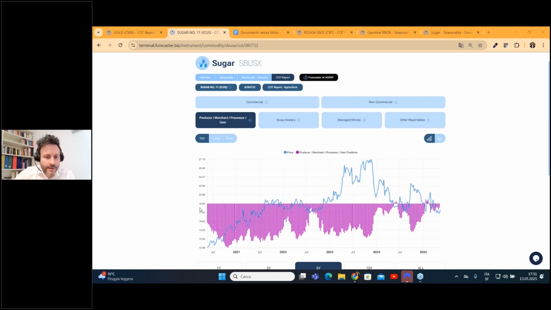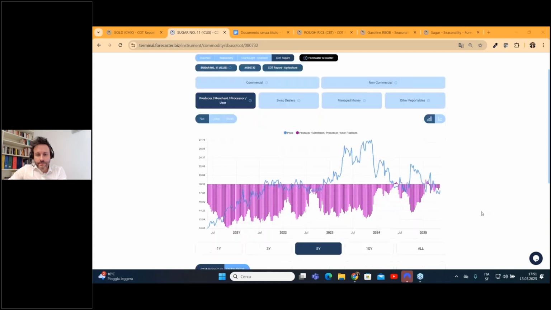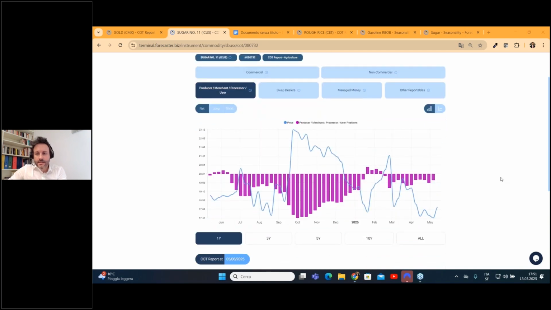Sugar is asking Sven: if you look at the 1 year chart of producers, is that a divergence? Look, in this case, yes. Here we have a divergence because we have the net volume going up, and here we have a chart which is going down and made a lower low.